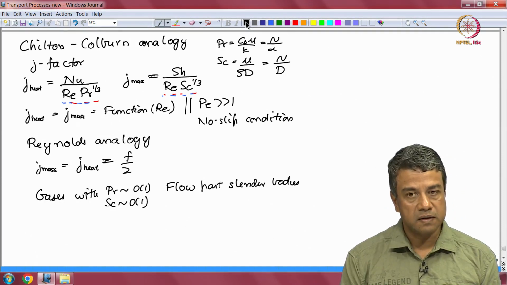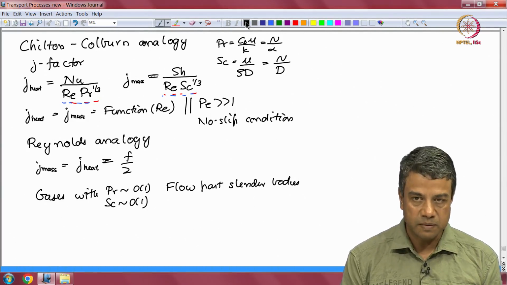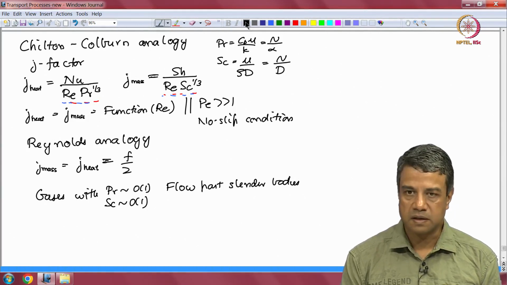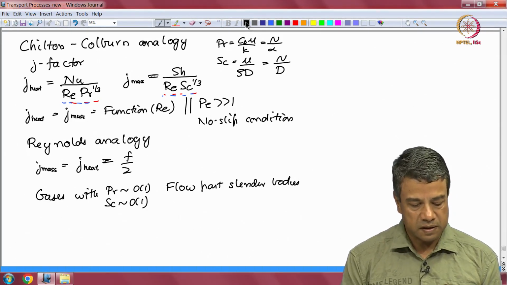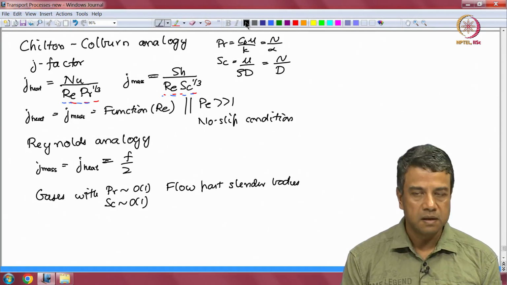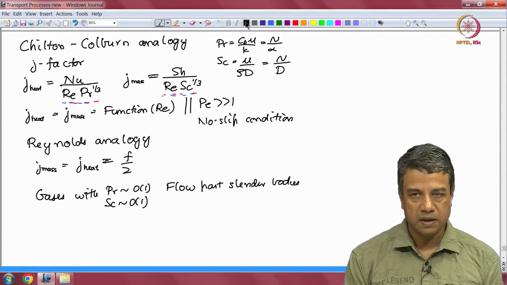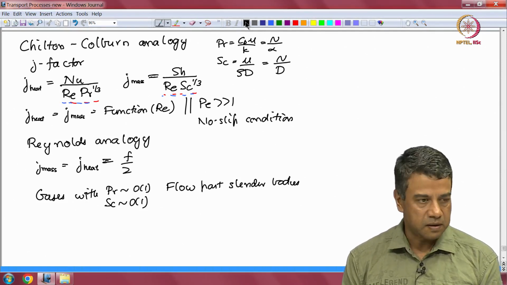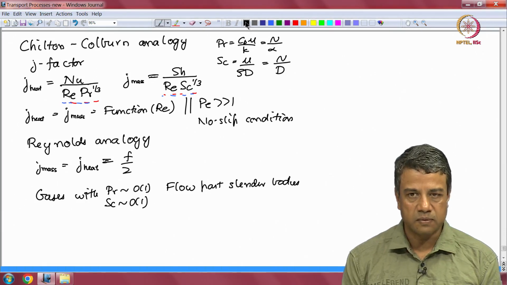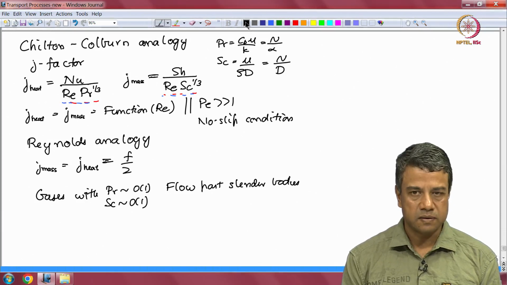This, as I said, holds only for high Peclet numbers and if there is a no slip condition at the interface, that is if it is a rigid interface. There is conventionally another analogy called the Reynolds analogy, which states that the mass and heat transfer J factors are equal to friction factor by 2. And this is even more limited. Gases with Prandtl number order 1 and flows past slender bodies are the only ones that satisfy this analogy. So, this is very limited.